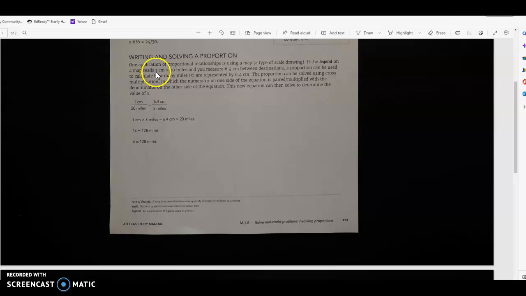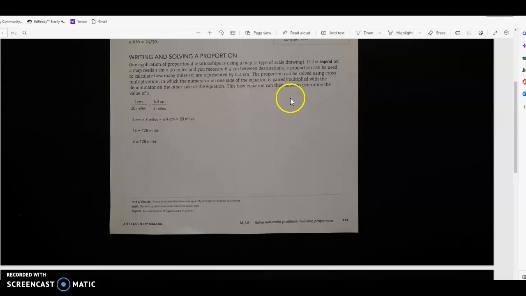To write and solve a proportion, you have to know where the legend is. If on a map it reads that 1 centimeter is equal to 20 miles and you measure 6.4 centimeters between destinations, a proportion can be used to calculate how many miles are represented by 6.4 centimeters. The way that you would do that is you put the 1 over the 20, and make sure you put your units of measure. It's 1 centimeter is equal to 20 miles from the legend, and on the other side, we are given 6.4 centimeters. One of the things when you're solving a proportion is that whatever's on the top on the left must also be on the top on the right as far as units of measure. And then we are looking for X miles.